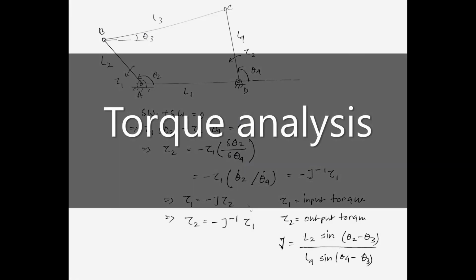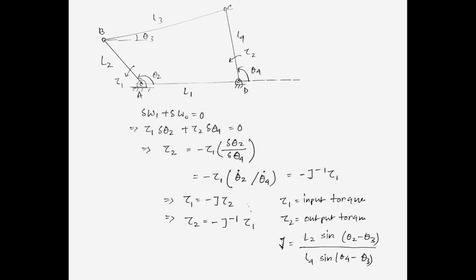The torque analysis gives us the relation between input and output torque. Now del W1 plus del W0 equal to 0 equal to tau 1 del theta 2 plus tau 2 del theta 4 equal to 0. So tau 2 equal to minus tau 1 into del theta 2 by del theta 4 equal to minus tau 1 into theta 2 dot by theta 4 dot equal to minus J inverse tau 1. Here tau 1 equal to input torque, tau 2 equal to output torque, and J equal to Jacobian obtained from velocity analysis.